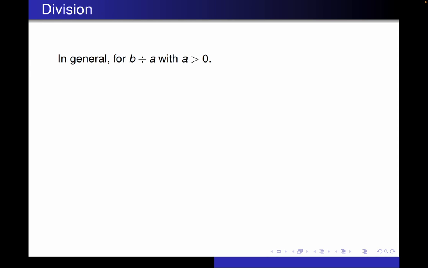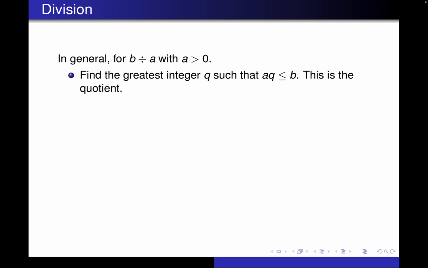So we can, of course, generalize this to any division of any two integers, as long as we're dividing by a number that is bigger than 0. First we find the biggest integer possible, q, such that aq is less than or equal to b. We're dividing by a, so we're looking at multiples of a that give us less than or equal to b, but we can't get any bigger. The q is going to be what we call the quotient. And then we subtract that aq from b to get the remainder. So we get the remainder r is equal to b minus aq.